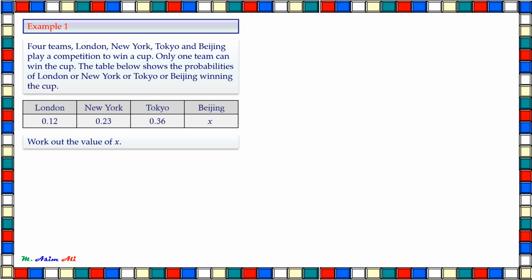Of the three teams, Tokyo seems to be the strongest team, and the London team seems to be the weakest team. But first, we have to find the value of x, then we can decide which is the strongest of all four or weakest of all four.